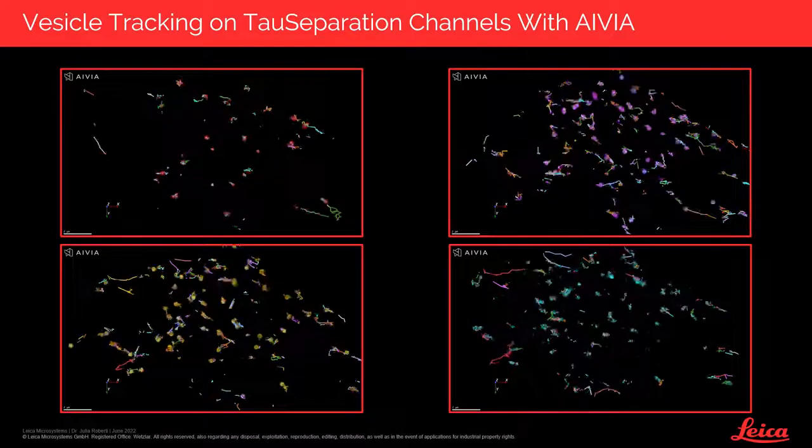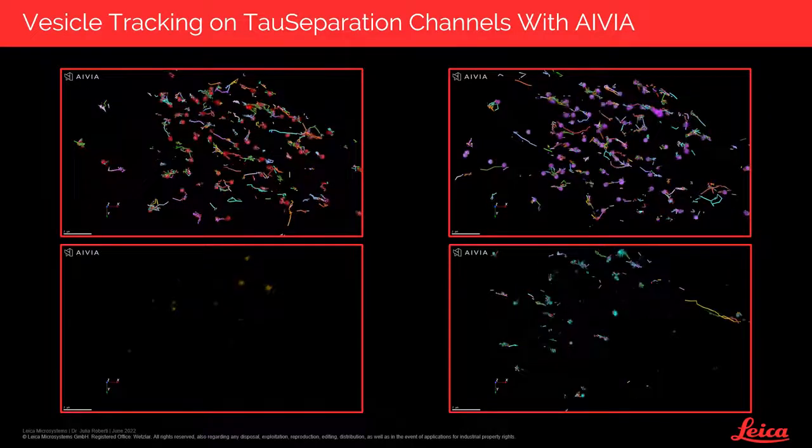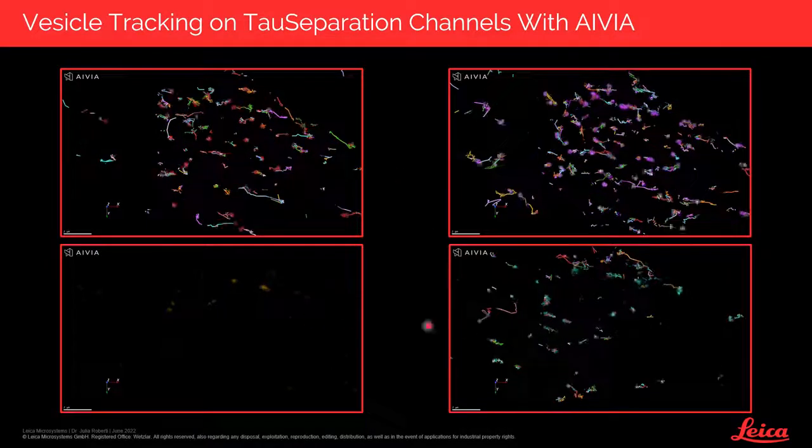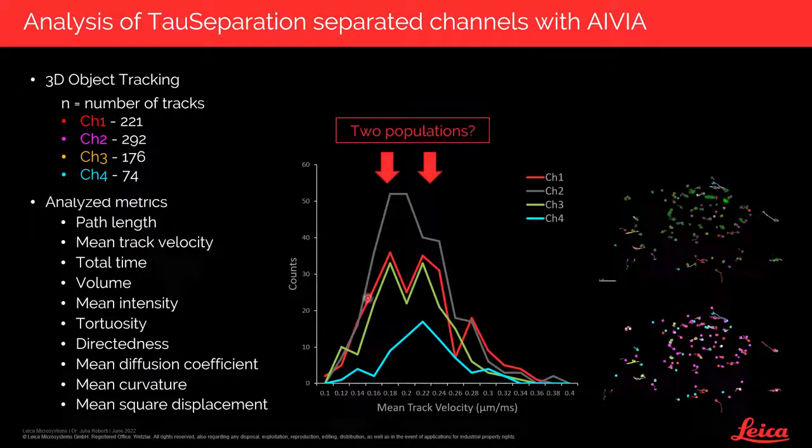So what you can see here now is the different channels and the different steps in maturation, so how these tracks look like. And now for the analysis of the separated channels, we have included a large number of tracks per channel, so you see them here, and we got different metrics related to each of these tracks.